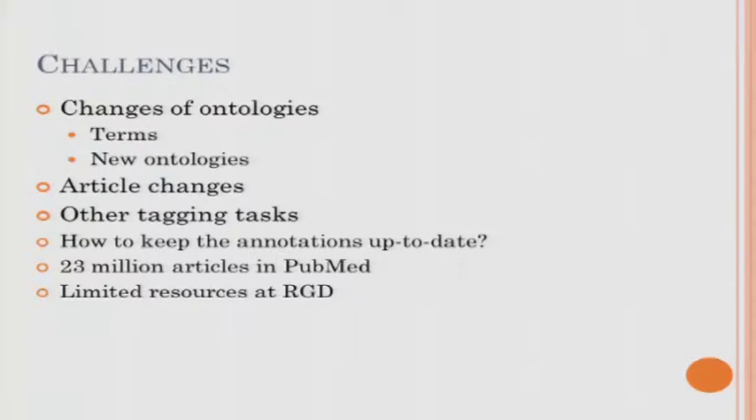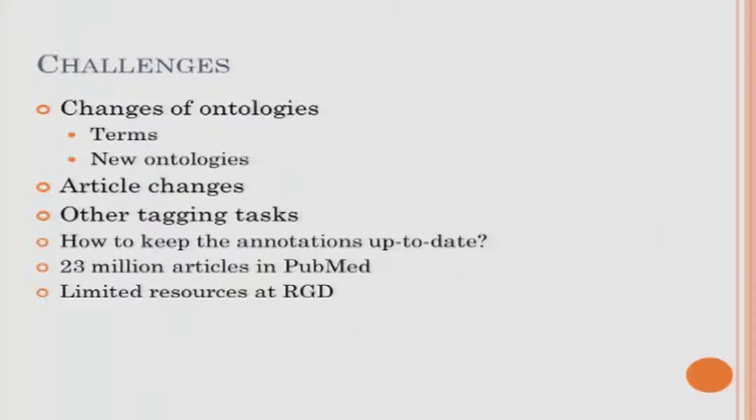But in this project, we need to tag terms from ontologies, and the ontologies are constantly changing because we add new terms and drop old terms, and we may need to include new ontologies into this system. And also, articles change from time to time in PubMed. And we also would like to use R for data analysis to use the data in this system. So how to keep the annotations up to date is a big challenge for us.